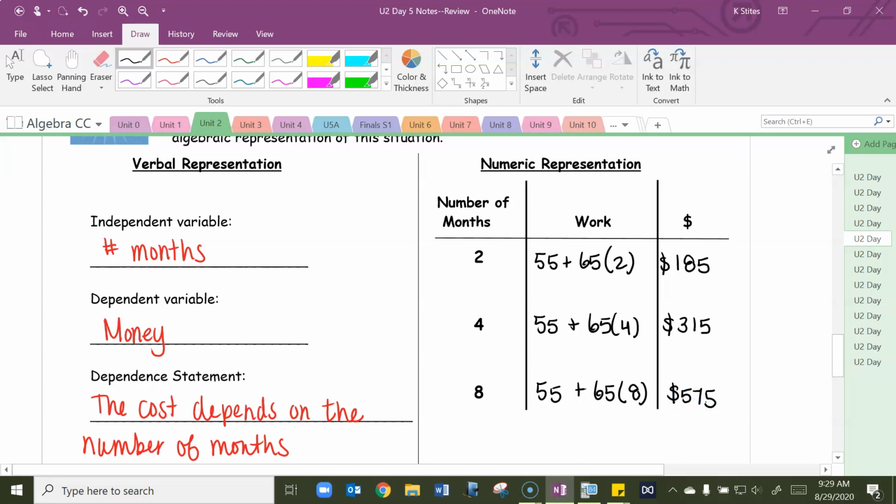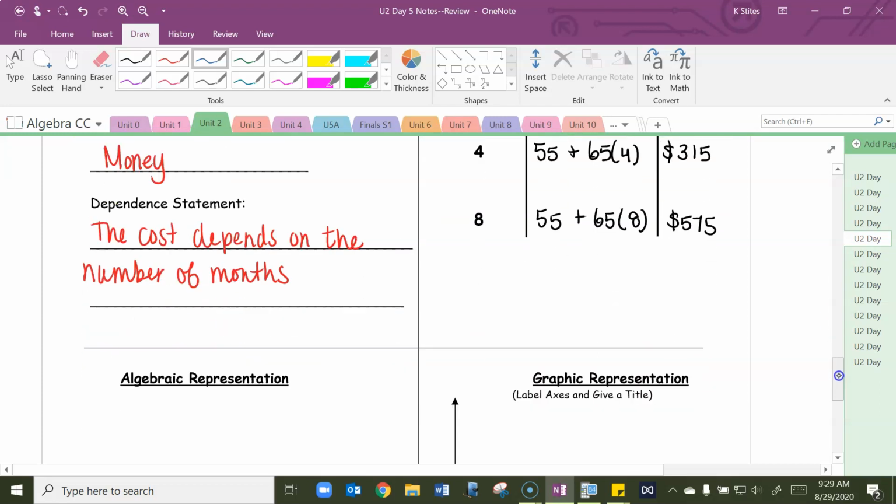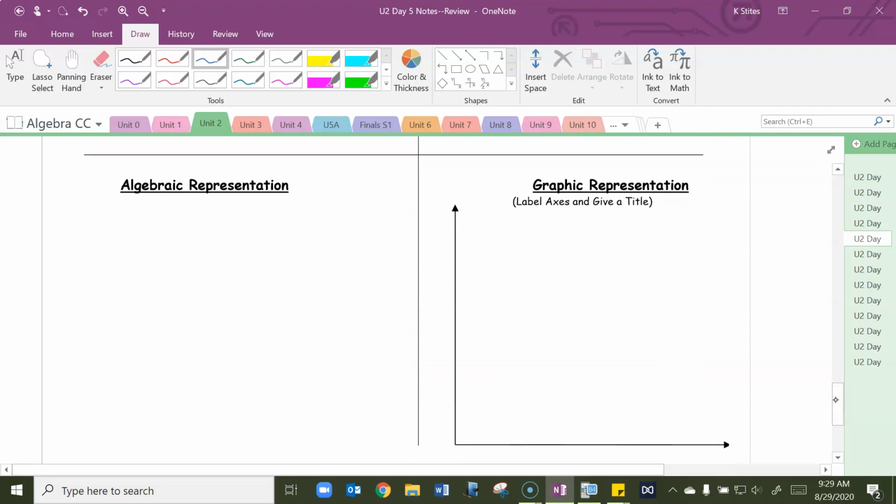Let's identify our variables since we're already here at our table. I'm going to do C for cost, and I'm going to do M for number of months. Okay, so I'm just going to put that in my table, and now I can write my function rule. Always start with your dependent, cost equals, and our pattern, we were paying $55 plus $65 a month. Okay, and there you go.